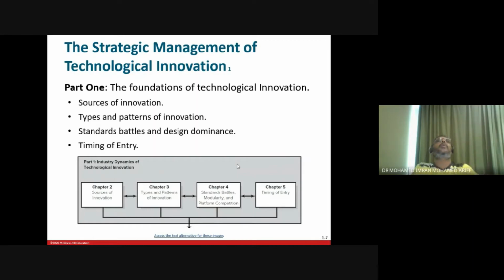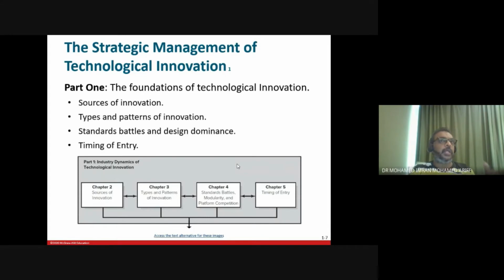Takkan you duduk bawah pokok macam para mahasiswa duduk bawah pokok tengok benda lalu, oh inilah dia. It doesn't happen that way. Innovation always mostly happens from a problem. That means you have a problem and you think of a solution. That is the main idea of how innovation starts.